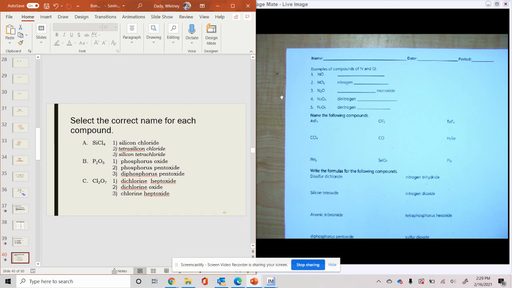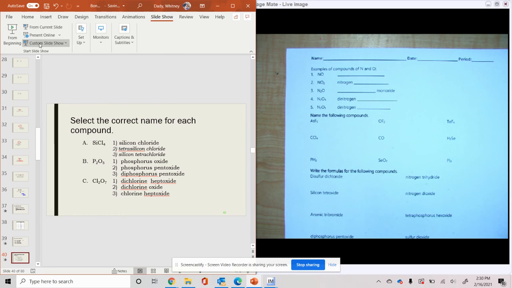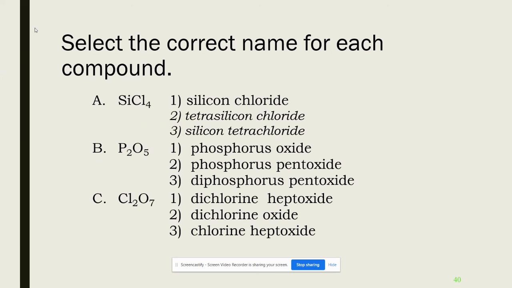So let's go and look at the next few things. All right, so select the correct name for each. So if I have SiCl4, which one would be right? First thing you need to do is you need to tell me if it's a metal and a nonmetal or 2 nonmetals. And so I know that silicon is actually a metalloid, but it's to the right. So we are going to call it silicon tetrachloride.